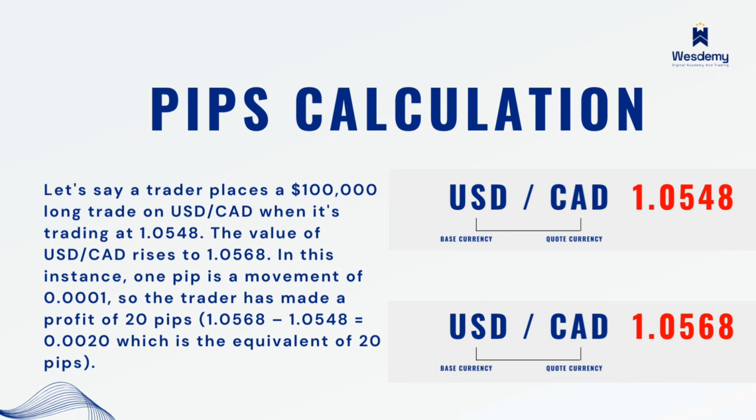You have the diagram right here. The initial price was 1.0548. The second was 1.0568. You subtract them, you're going to have 20 as your answer. So it means price has moved by 20 pips. And that is how you calculate your pips.